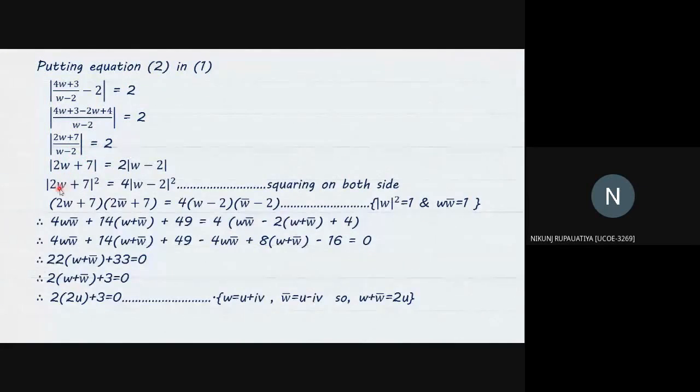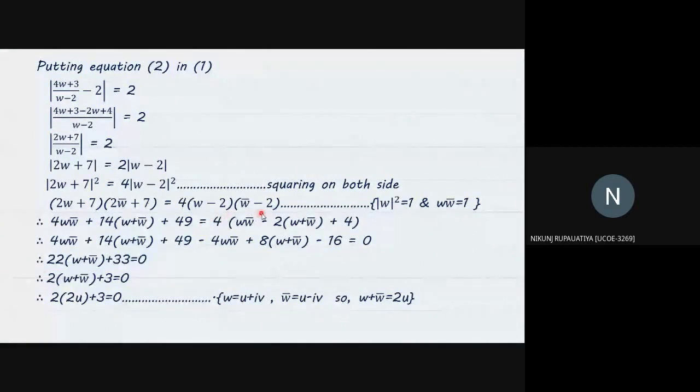Now we are squaring on both sides, that is modulus of 2w plus 7 the whole square equals 4 into modulus w minus 2 the whole square. Here a small concept is that modulus of z square equals z into z bar. So converting this, it becomes 2w plus 7 into 2w bar plus 7 equals 4 into w minus 2 into w bar minus 2.